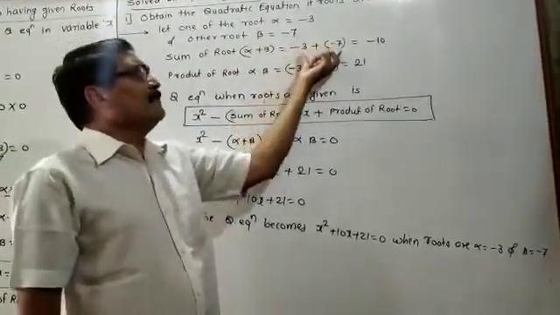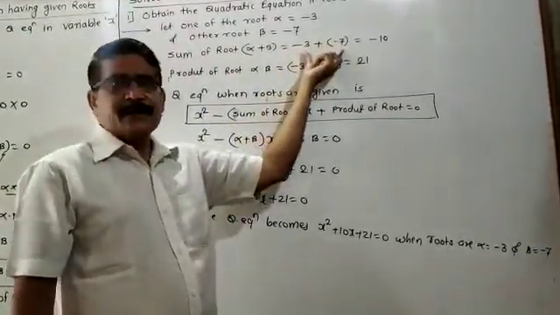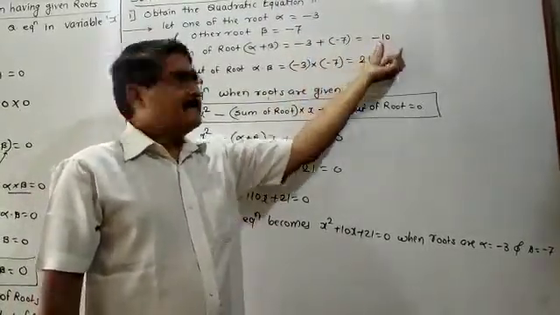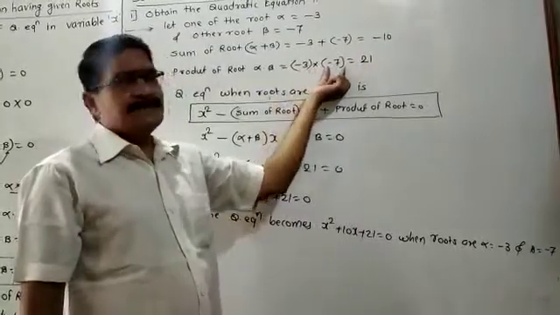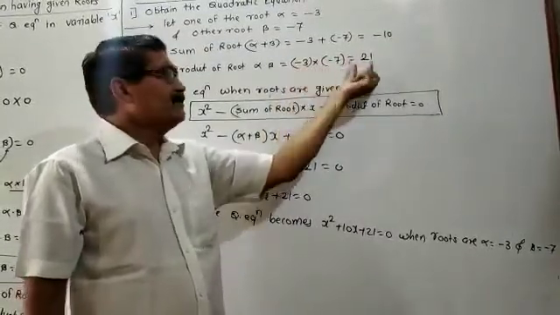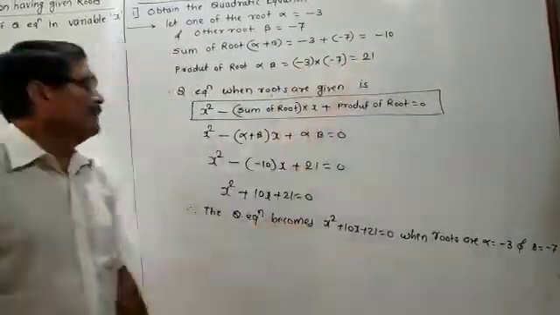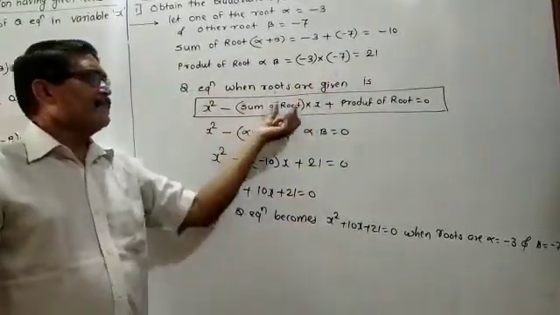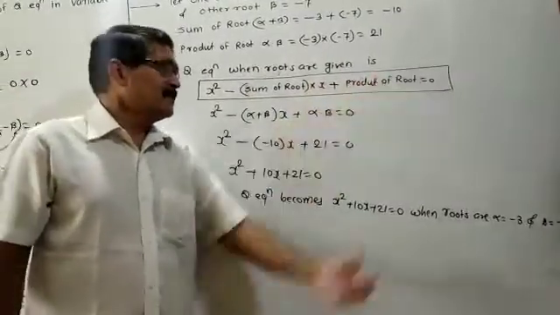If both numbers are negative, add their magnitudes and give the sum the negative sign. Minus 3 minus 7 is equal to minus 10, and minus 3 multiplied by minus 7: if both numbers are negative, the product is positive. 7 3s are 21. The quadratic equation when roots are given is x square minus sum of the roots into x plus product of the roots is equal to 0.